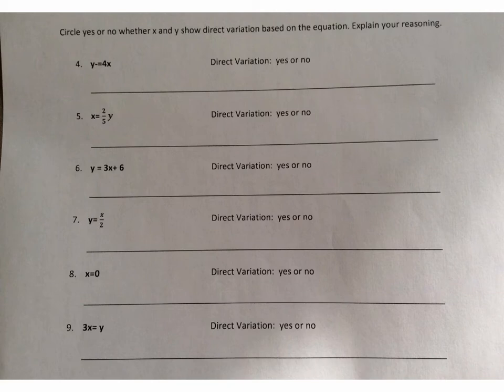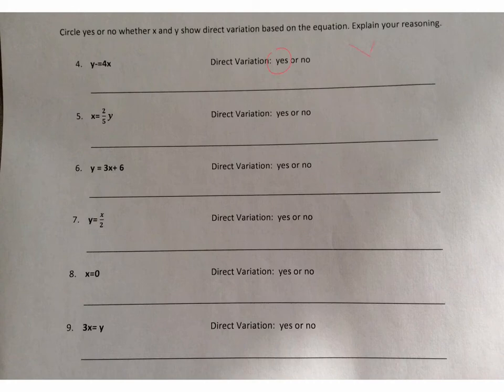So this first one should be pretty easy. Y equals 4x. Okay, sorry, that little line shouldn't be there. Y equals 4x. Is it proportional? Yes, y equals 4x. It goes through 0, 0, and it's proportional.